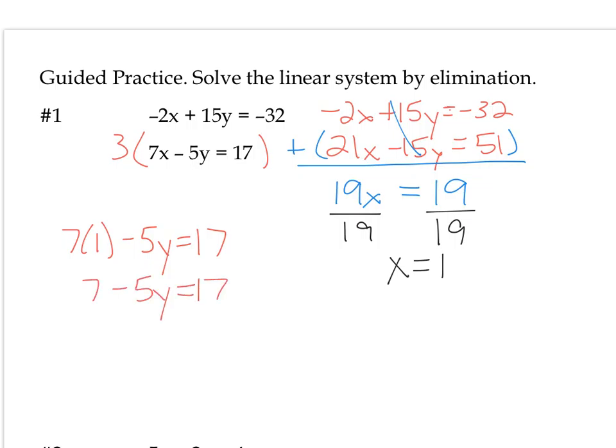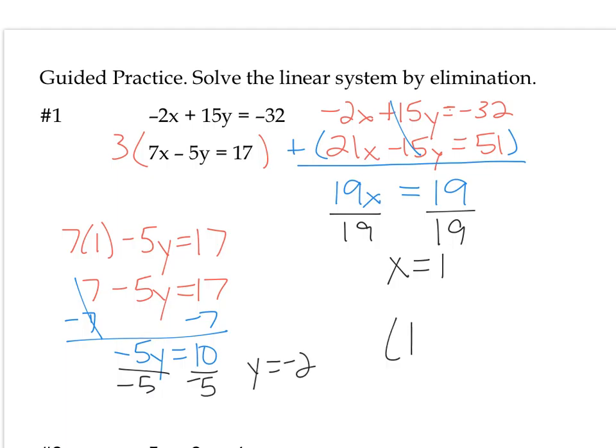So I've got 7 minus 5y equals 17. When I subtract 7 on both sides, I'll get minus 5y equals 10. Divide by negative 5, and I get y equals -2. So my solution will be 1 comma -2. Again, I would want to check that by plugging in 1 for x and -2 for y into both equations. Make sure it works. Okay.